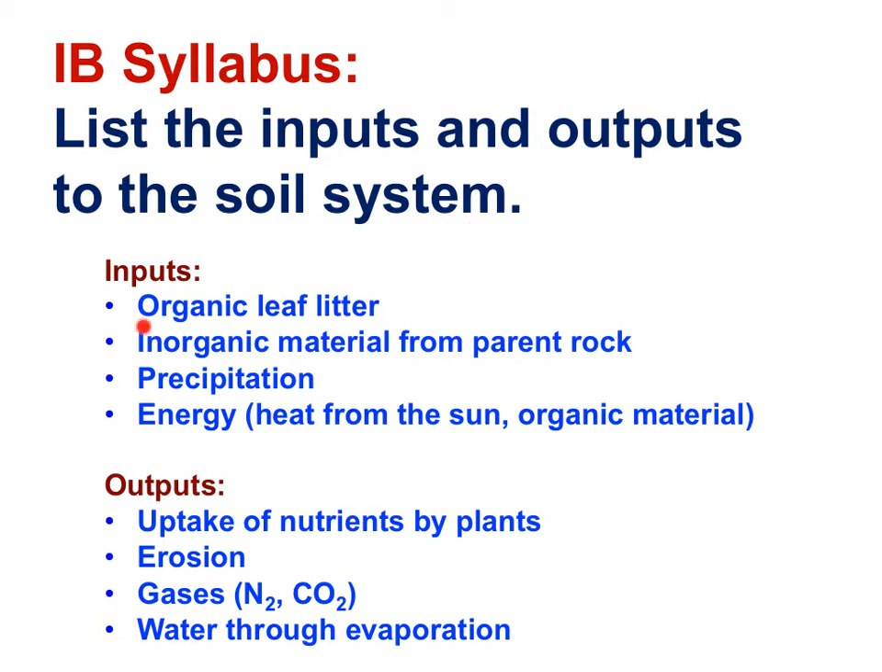The inputs are organic leaf litter, inorganic material from the parent rock, precipitation, water, and energy, heat from the sun, and organic material that is in the soil providing energy to the living organisms, particularly animals. The outputs are the uptake of nutrients by plants, erosion, gases will leave the soil system, and water will leave the soil system through evaporation.